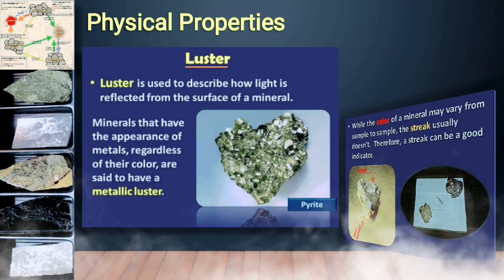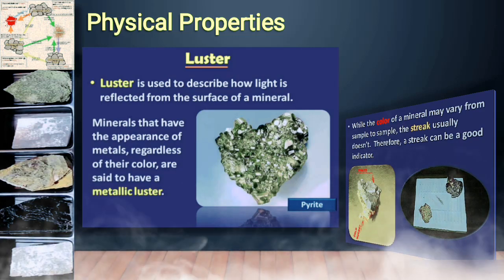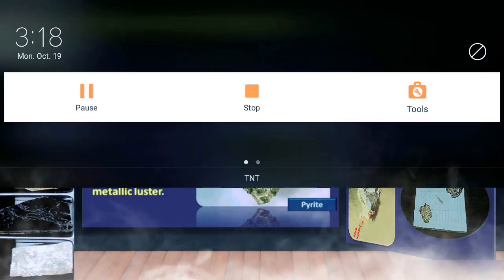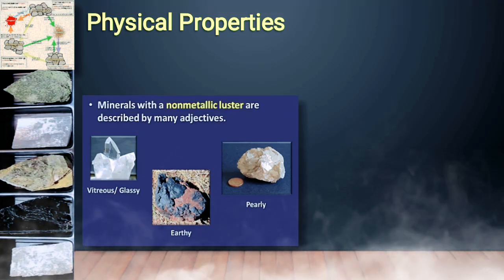Next physical property of minerals is luster. Luster is usually used to describe how light is reflected from the surface of a mineral. One simple way to classify luster is based on whether the mineral is metallic or non-metallic. Minerals that are opaque and shiny, such as pyrite, have a metallic luster. Minerals such as quartz have a non-metallic luster. Minerals with a non-metallic luster are described by many adjectives: vitreous, glassy, earthy, and pearly.